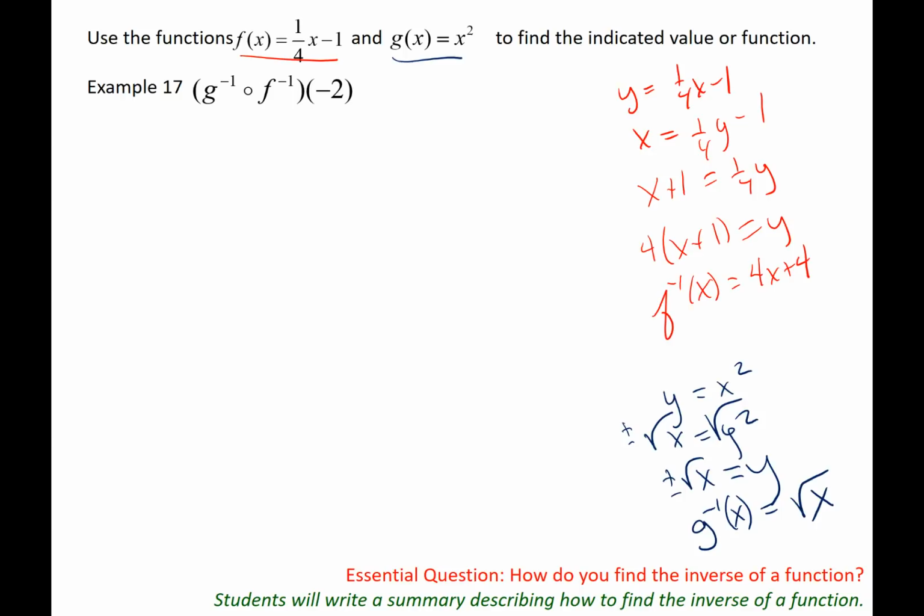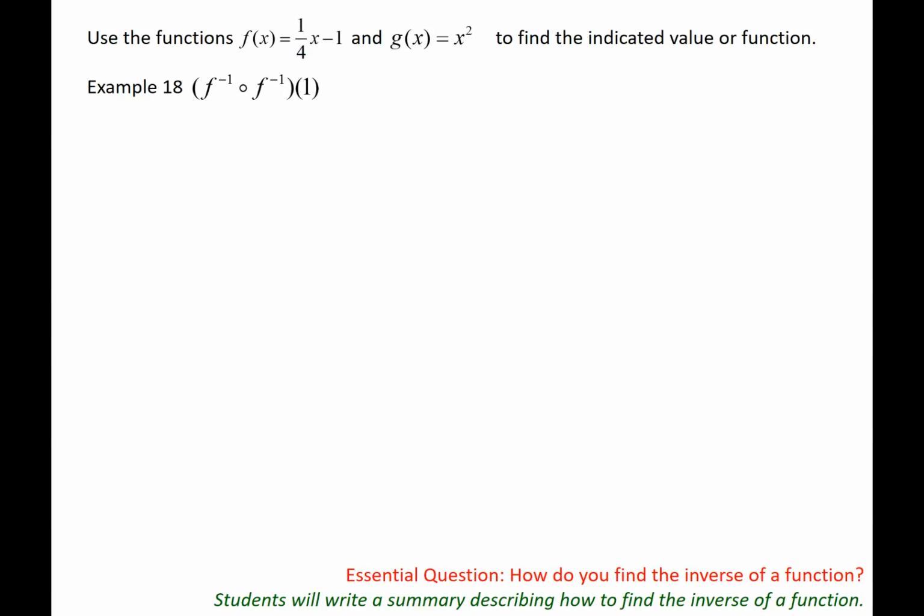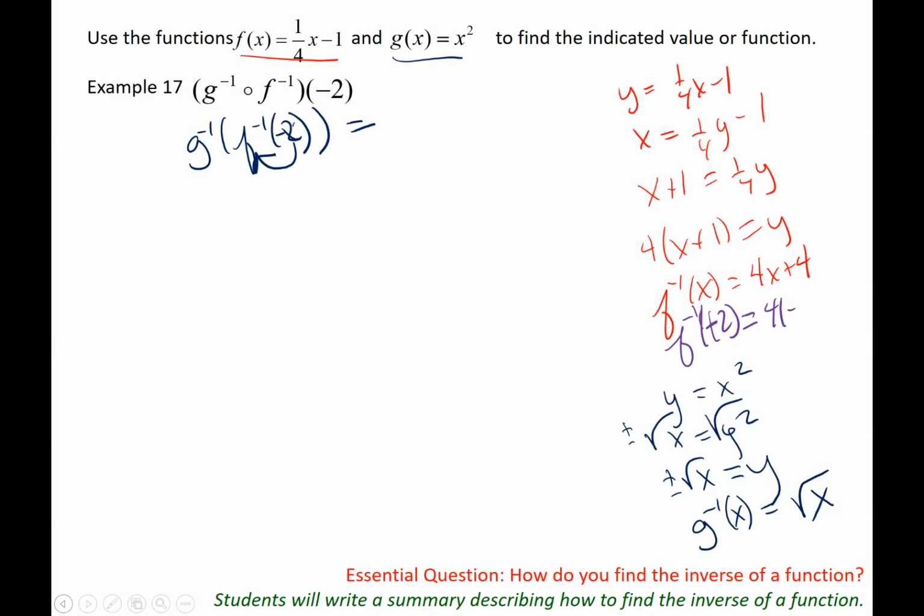All right, so let's see. This is saying that we're going to do g inverse of f inverse of -2. So that means I'm taking -2 and I'm plugging it into f inverse. So let's go here to f inverse, and we're going to plug in our -2. So we've got 4 times -2 plus 4. So 4 times -2 is -8, plus 4 is -4.